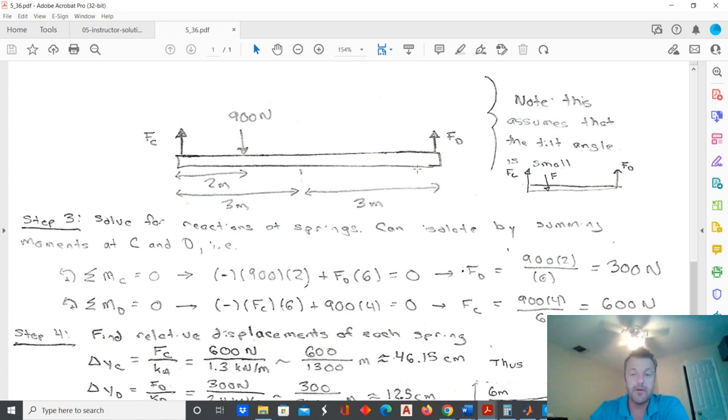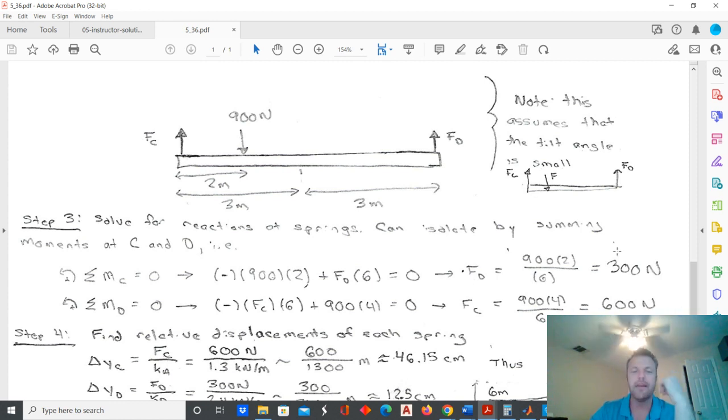We notice that the rotation associated with FD is in the counterclockwise direction, so it gets a positive term. We don't know the magnitude. However, we do know that the perpendicular distance is 6 meters. So if we solve this single equation for the single unknown FD, what we find is that FD is 300 newtons.